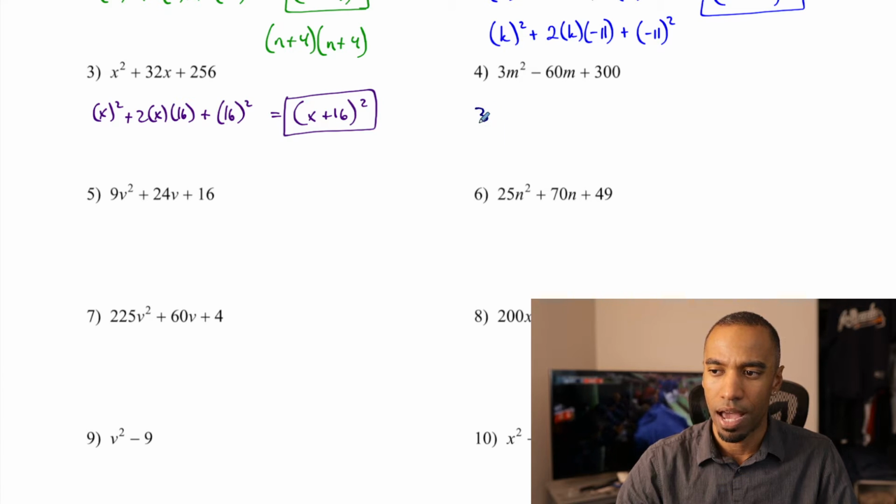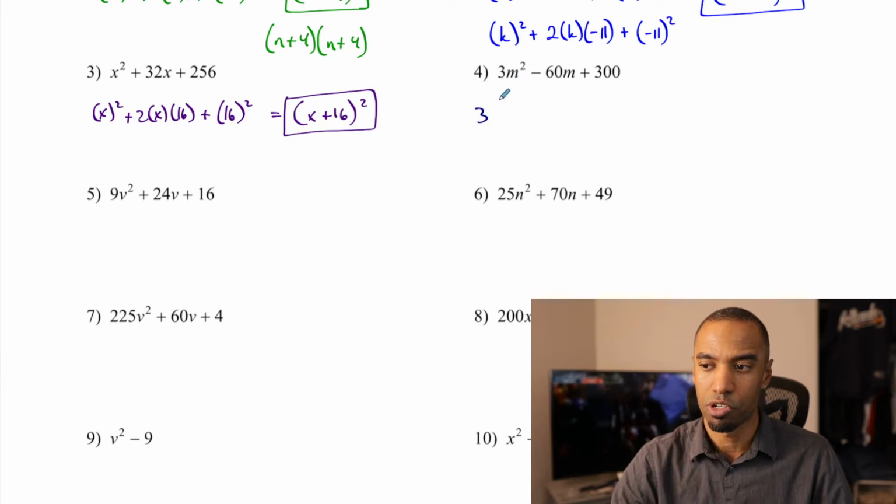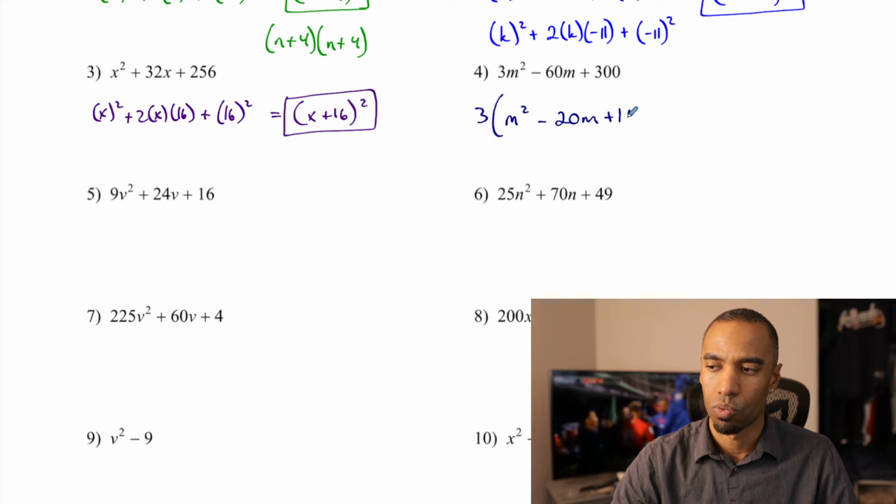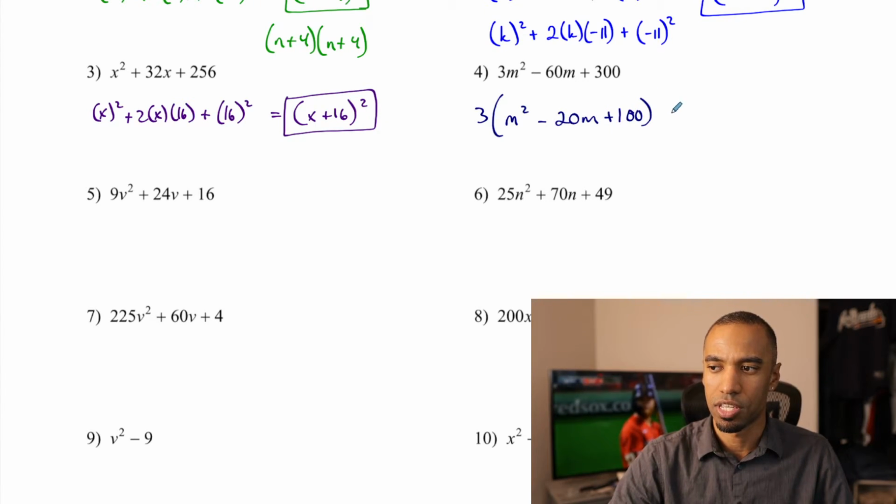So if I factor a 3 out of here, which we always look for greatest common factors first, by the way, then you're left with m squared minus 20m plus 100. So we have to factor this inside here.